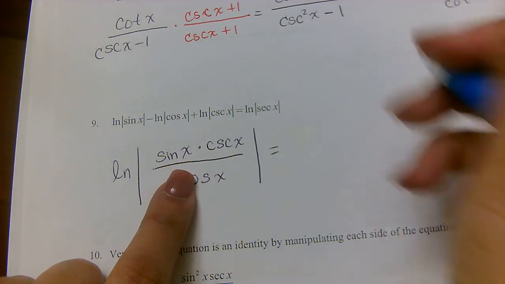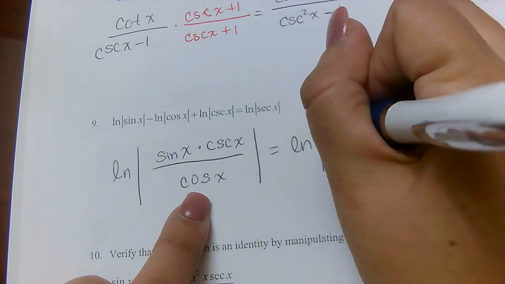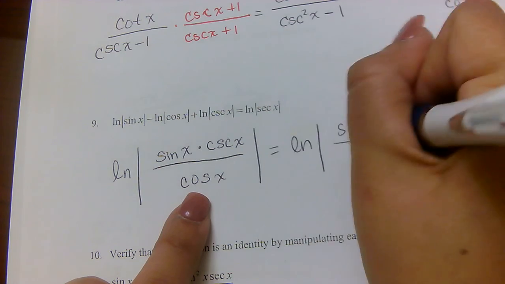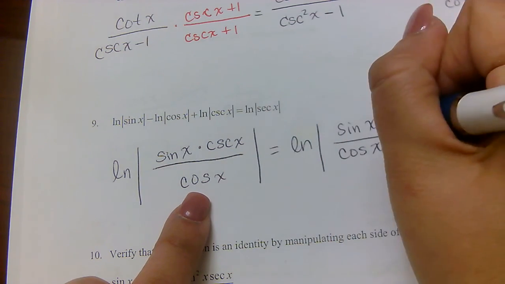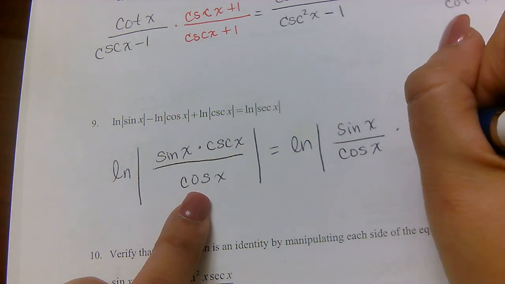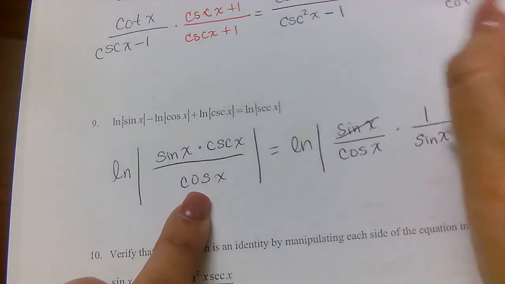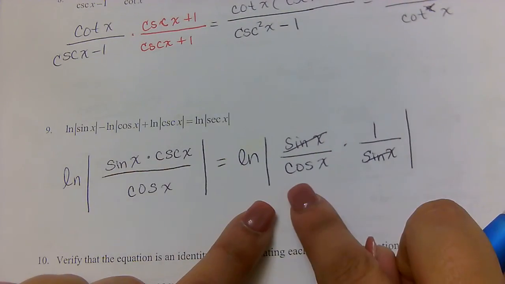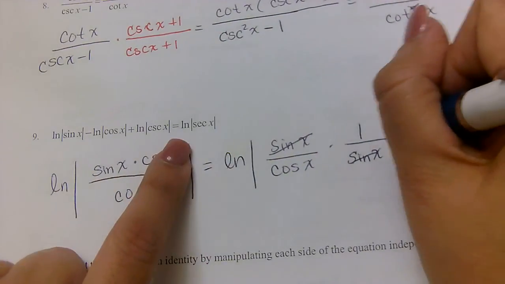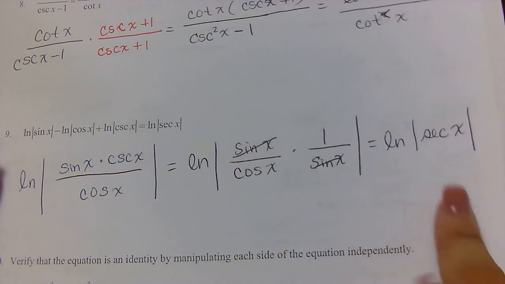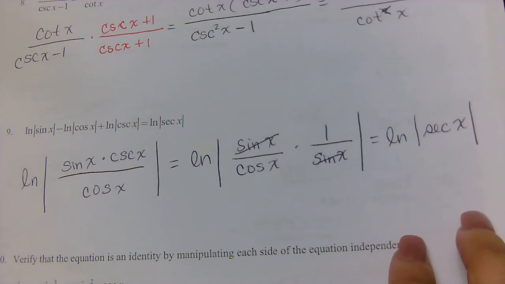Cosecant is the same thing as 1 over sine, so I'm going to write it like this. Sine x over cosine x, 1 over sine x. These two will cancel. And then 1 over cosine is the same thing as secant. Now I verified that these are identities.